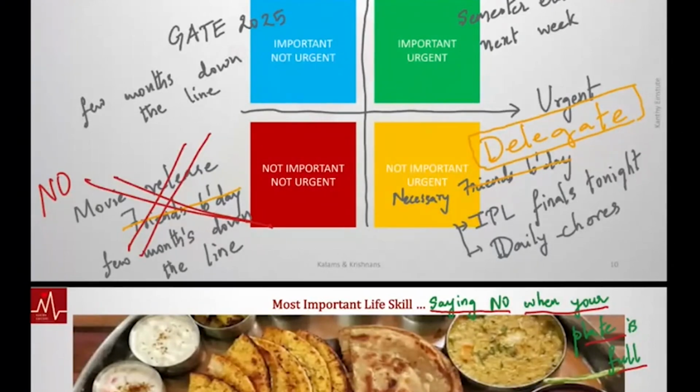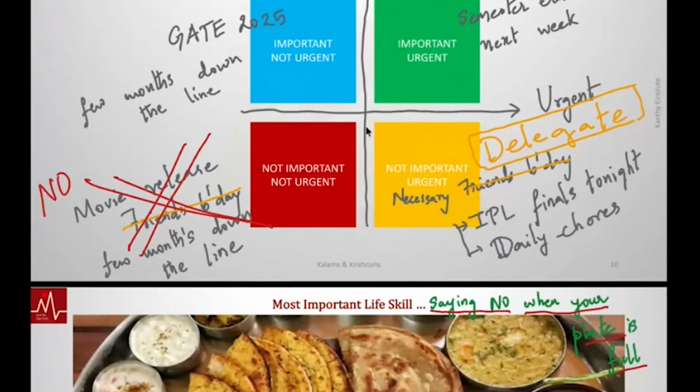about. Okay? Important but not urgent, you have to delegate and learn to delegate. After saying no when your plate is full, the next most important life skill is delegation. Okay, learn that skill. Daily chores, find someone else to do them. Your friend doesn't have an exam this week. Ask your friend to do the chores. Do his chores next week when you are free.